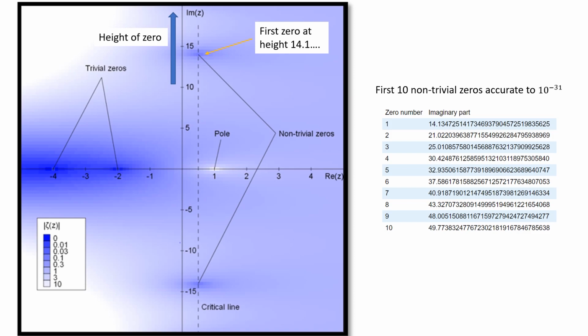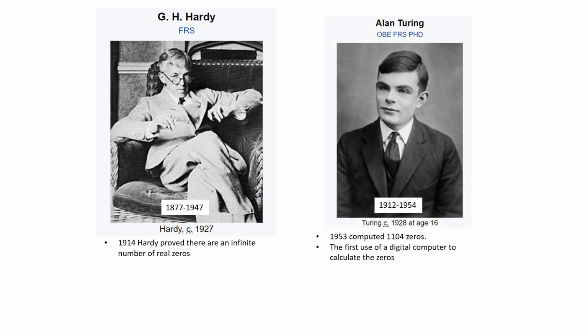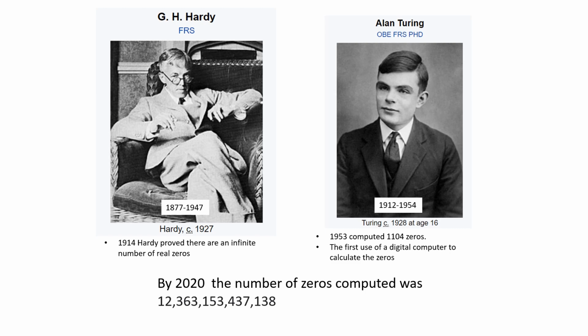In 1914, Hardy proved there were an infinite number of zeros on the critical line. In 1953, Alan Turing computed over 1,000 zeros. This was the first use of a digital computer to calculate the zeros. By 2020, the number of zeros computed was over 12 trillion.